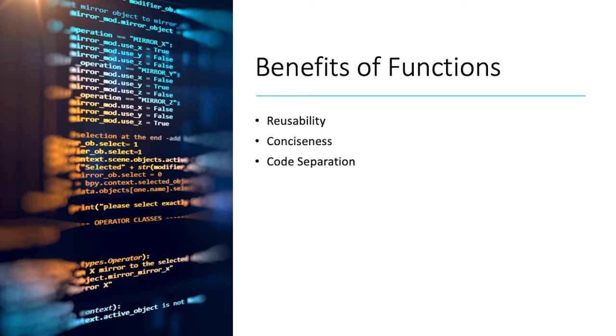Second, conciseness. Code that effectively uses functions is more concise than code that does not. So for instance, if we want to perform the same operation 10 times, by defining that in a function, we've reduced the amount of code we have to write in order to accomplish the same task. And so we can just call the function and not have to worry about retyping the same set of instructions multiple times. So therefore, the code is much more concise.